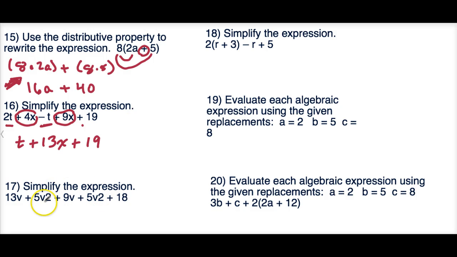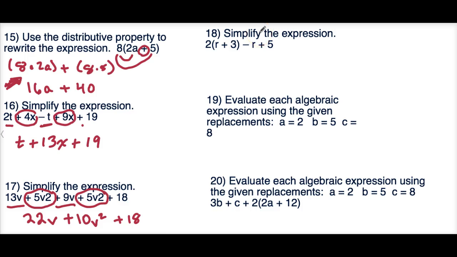Simplify this expression, and these should have been squared, but my copying didn't work that way, so I'm going to fix that when I go to make my answer. So I've got 9v and 13v that are like. I've got a positive 5v to the second power, another positive 5v to the second power, and I have a constant. So 13v plus 9v is 22v, and then 5v squared plus 5v squared is 10v squared, and then 18. And remember, I can't add these two together because v squared and v are two different variables. They have to be exactly the same.